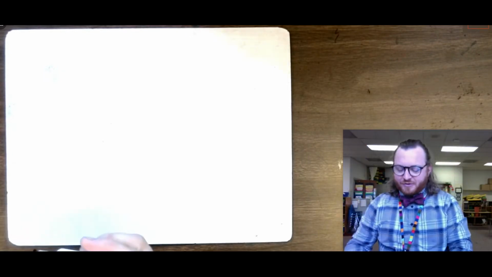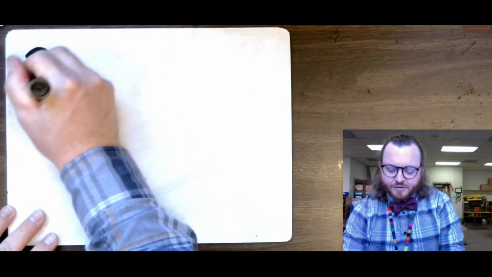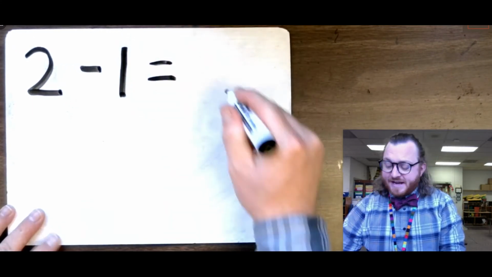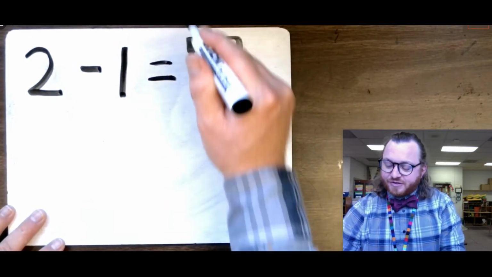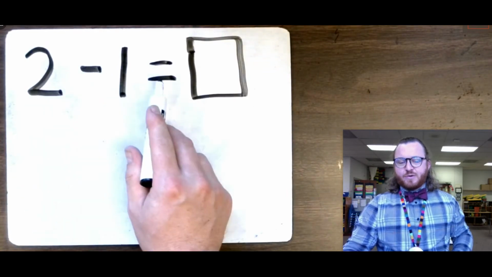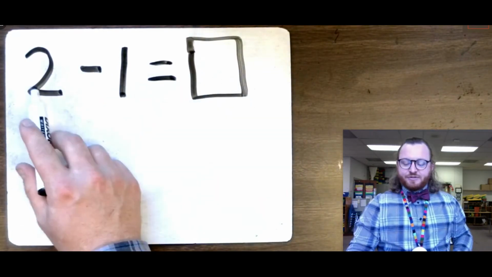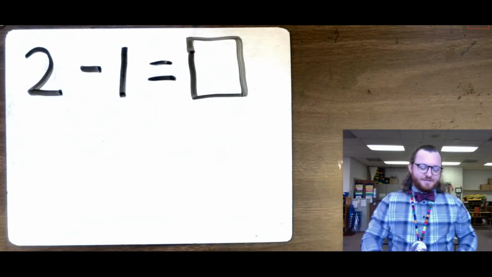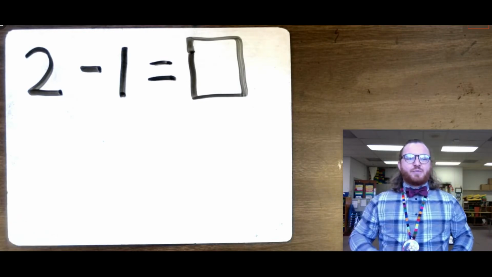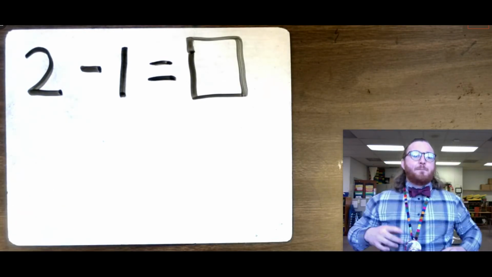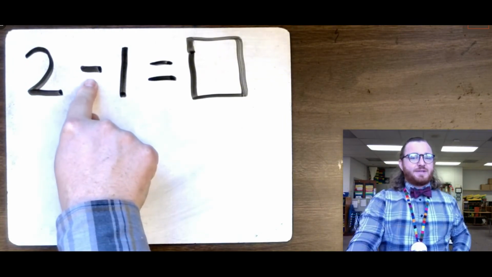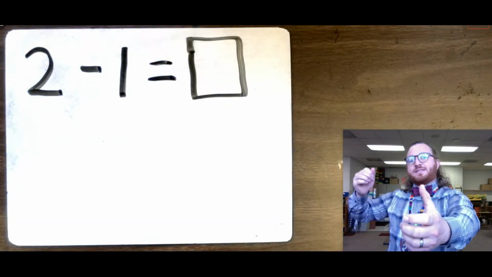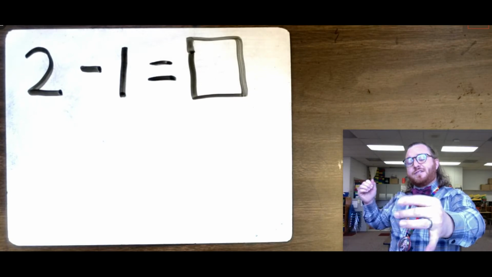Our first problem is going to look like this. 2 minus 1 equals, and I'm going to draw a box here because I don't know what that equals. 2 minus 1 equals. You could also say 2 take away 1 equals. Now, when you solve an addition problem, I told you that means we put things together. But we're working on a subtraction problem today. When you see that minus sign, that means you start with a whole amount, you take away some, and there's some left over.